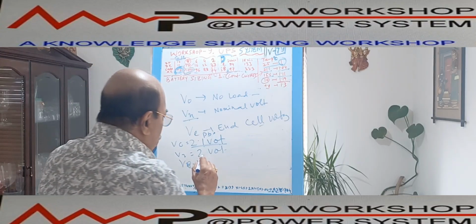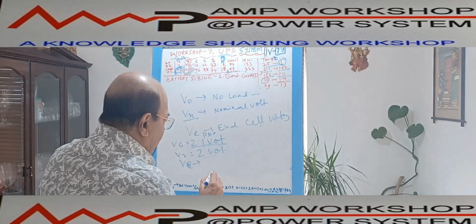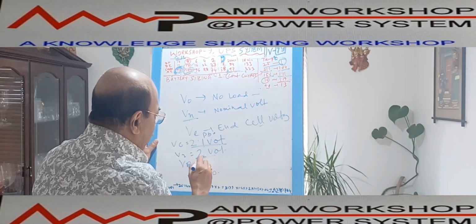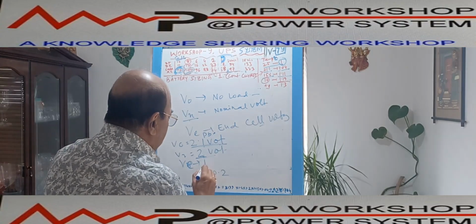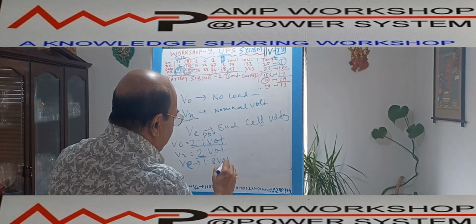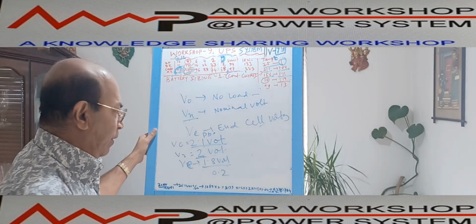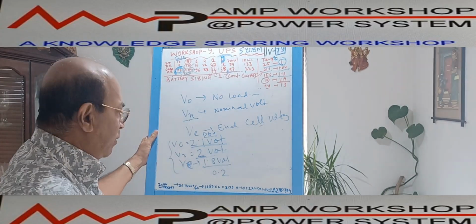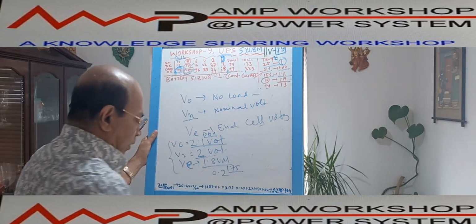That means 2 volt is a rated nominal voltage. 10% of the nominal voltage means 0.2 volt. In that case, end cell voltage will be 1.8 volt. So up to 1.8 volt we will allow to discharge the battery. In the case of lead acid battery, these are the parameters normally we go with. Sometimes we go up to 1.75 volt.